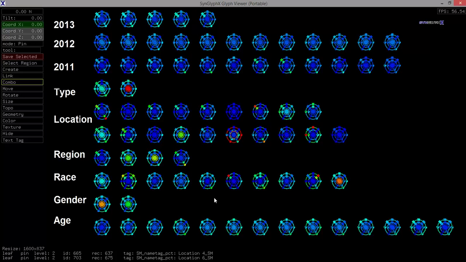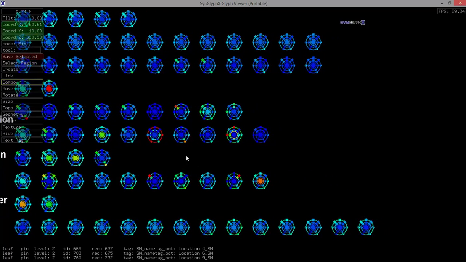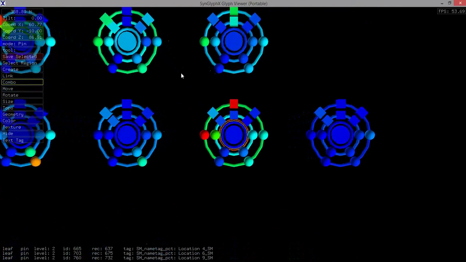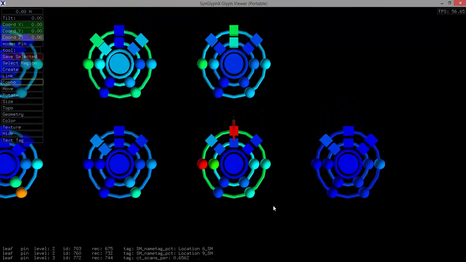In this example, we can see that there are 2 lanes that we want to be particularly interested in, one of which is the race lane, and the other is the location lane. And a tertiary lane that we should look at a little bit is the type lane, for reasons that I will explain a little bit later. Within the location ring, we can see a few individual locations that have red for the CT scan code.